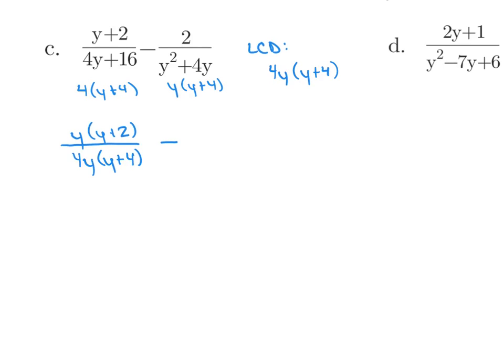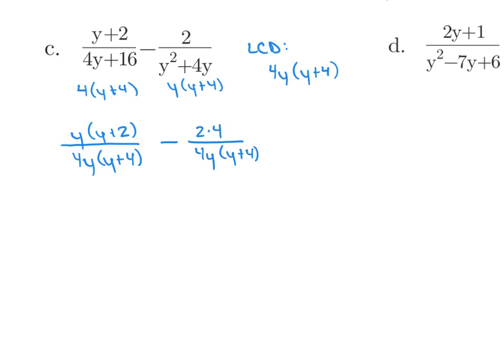Minus. Second fraction, what are we missing? We have the y. We have the y plus 4. What we are missing is the 4. So we're going to multiply this one by 4, and we get minus 2 times 4 over my LCD, 4y times y plus 4.